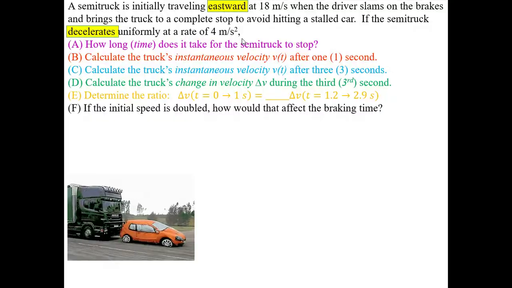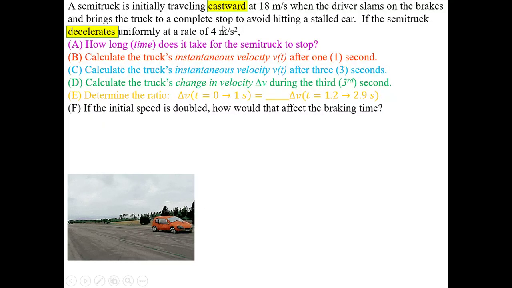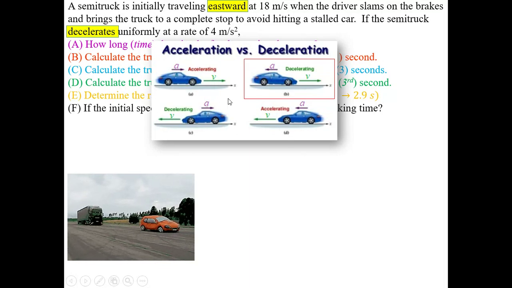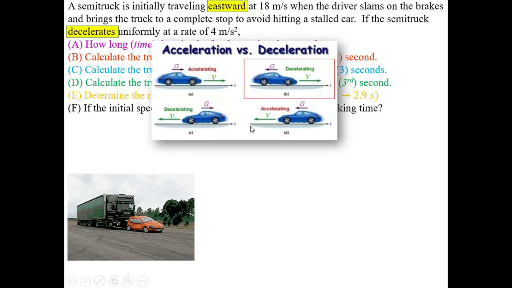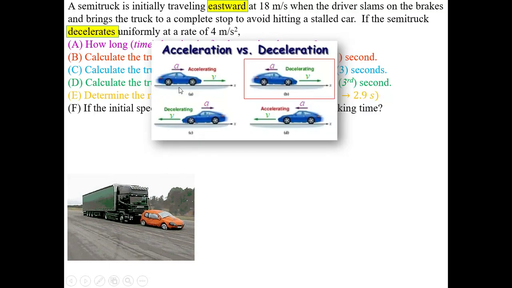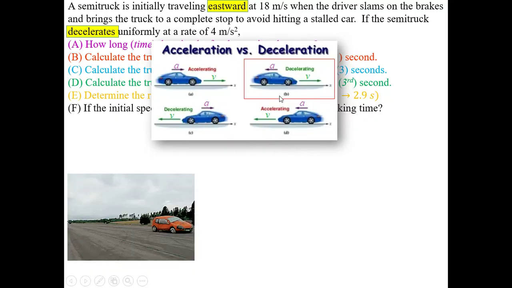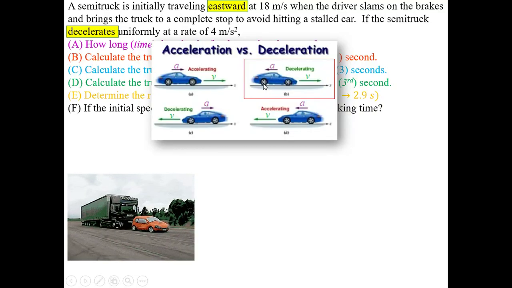Okay. Now, in case you go, well, how do I know if it's positive or negative? I think this particular diagram really helps folks who are newer. Okay. There are 4 possible scenarios here. There's A, B, C, and D. For the problem that's presented in this particular video, it matches with B because it states that the car, or in this case the truck, is moving eastward to start with.